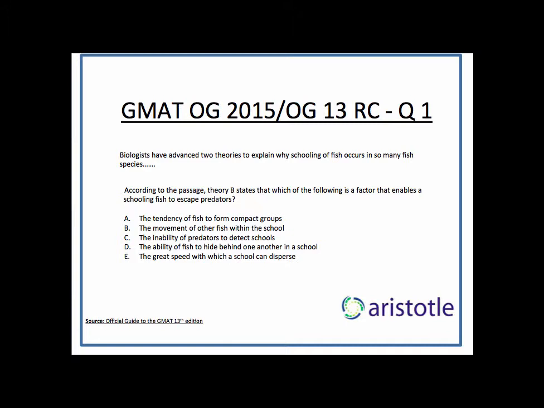So now we are moving on to theory B, which is basically continuing from A, because it explains something which theory A fails to explain, which is even if the probability of getting caught by predators is very high because of the number of predators around a school of fish, even in that case, fishes prefer to school. Why is that? That will now be explained by theory B using something called the confusion effect.